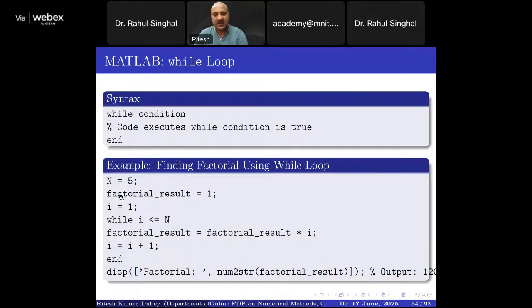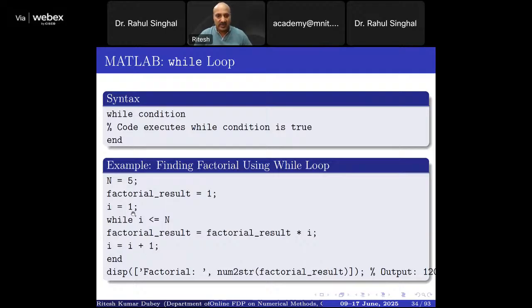So in this case, we are defining the factorial result variable, and we are initializing it with the value 1, because each time it has to be multiplied with the value I, which I will keep on increasing. So we are starting with I equal to 1, and then we are putting while I is less than or equal to n, then factorial result will be equal to factorial result times I, and then we put the increment in the value I by 1.